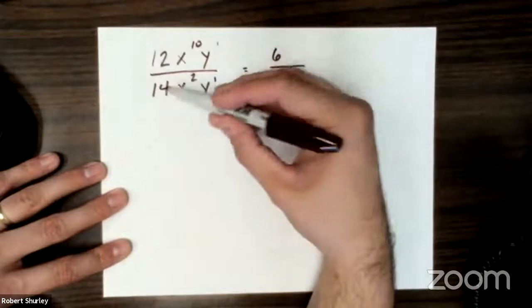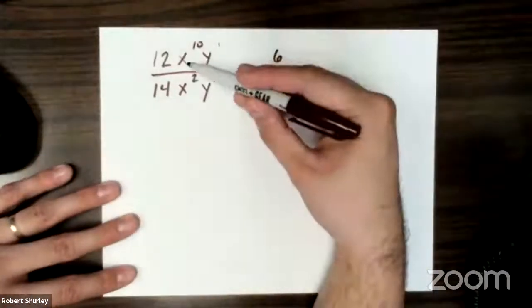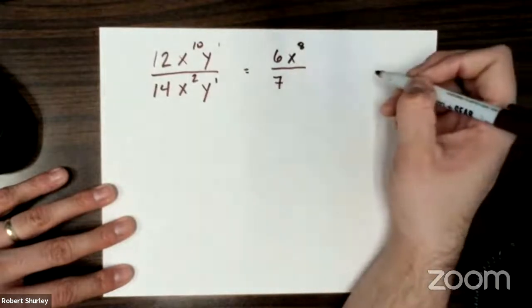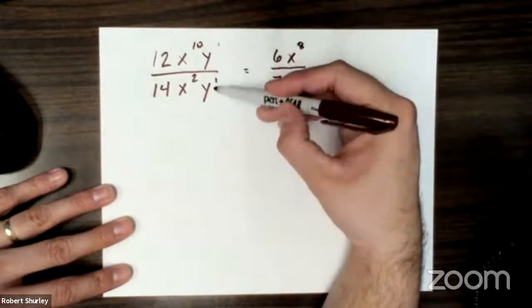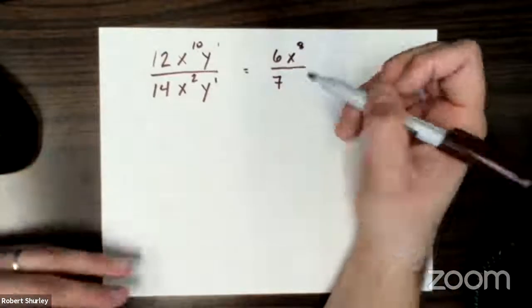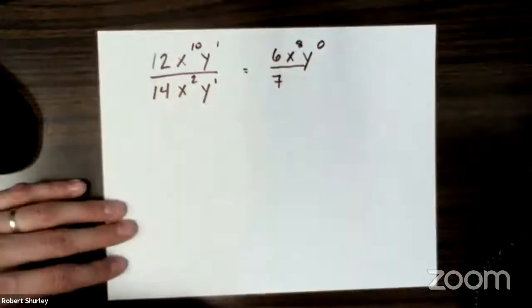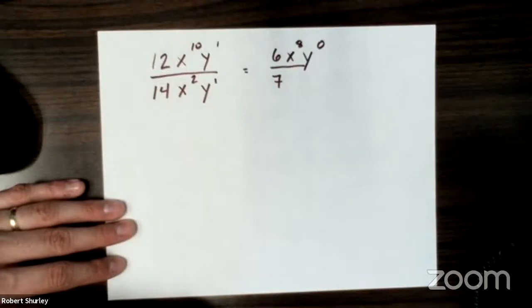12 divided by 2 is 6. 14 divided by 2 is 7. X to the 10th over x squared, oh, that leaves me with an x to the 8th, right? Now, y to the 1 over y to the 1. If we do the math and we subtract these, this winds up being y to the 0 power. Okay? So y to the 0 power.